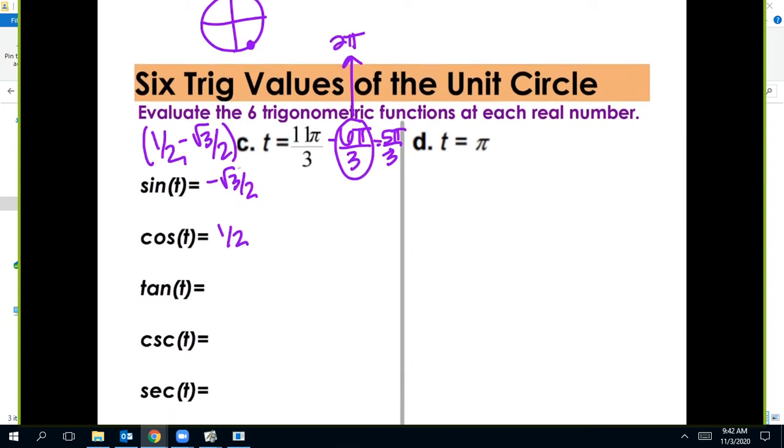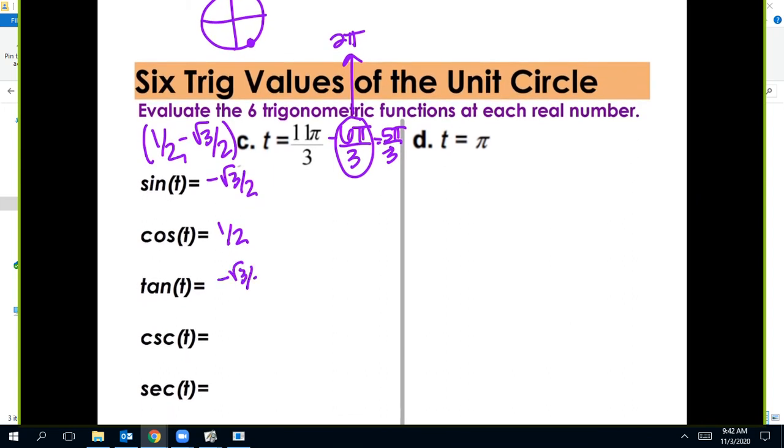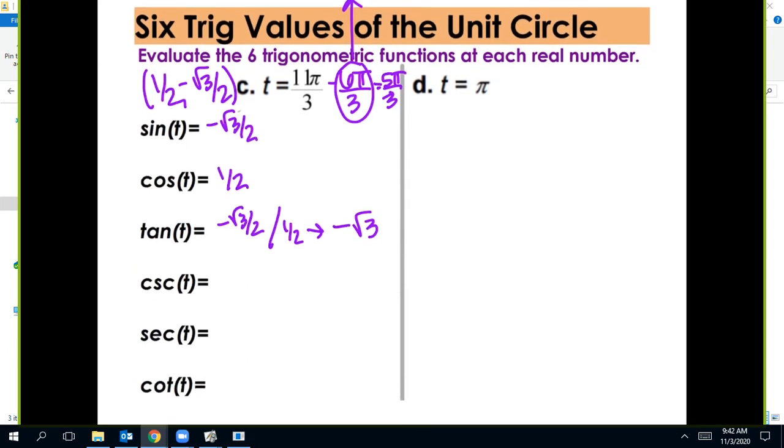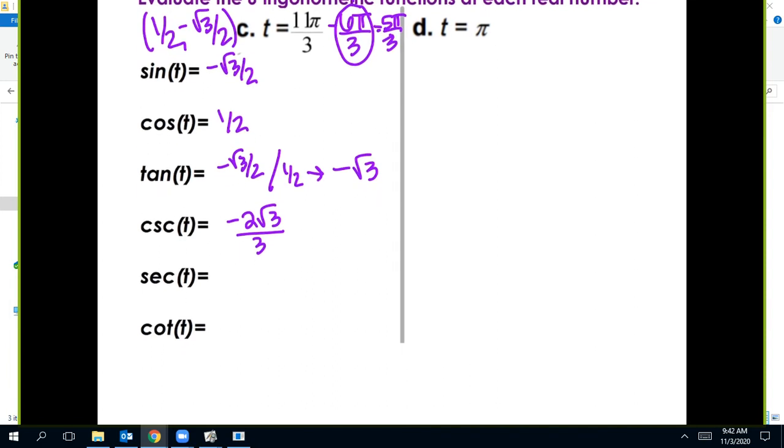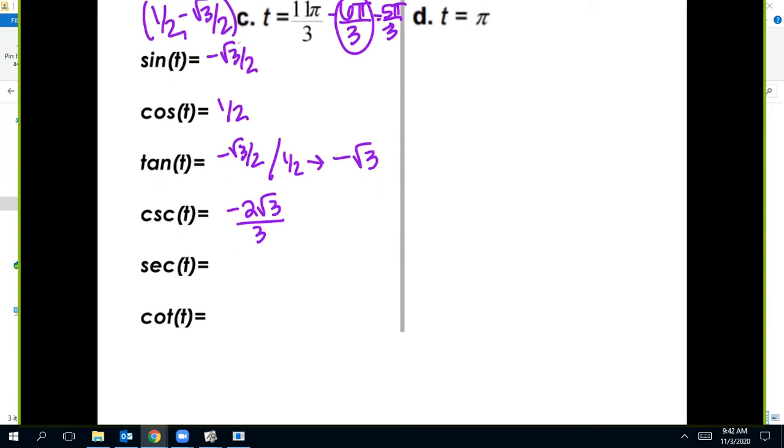Tan is y over x, and so that's going to be negative square root 3. Cosecant, flip the sign, rationalize it. Secant, flip the cosine. And cotan is going to be the opposite of tan, and so that will be rationalized to negative square root 3 over 3.